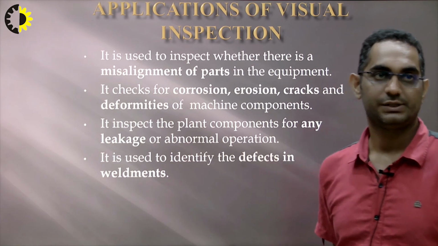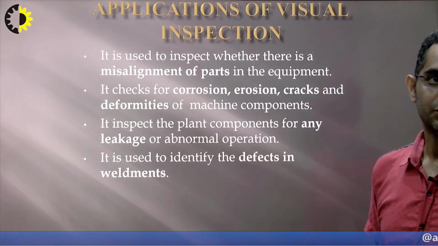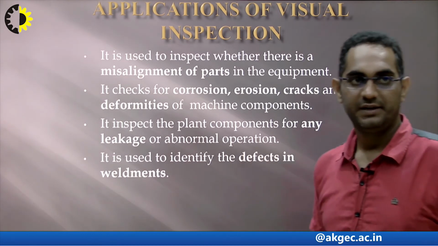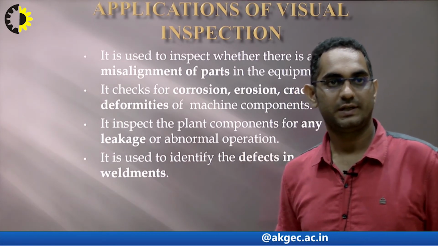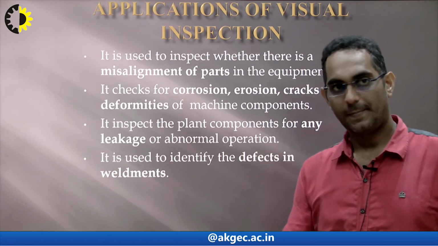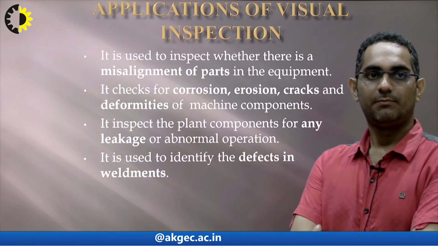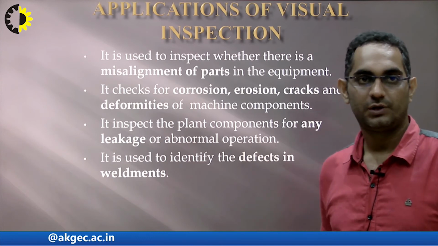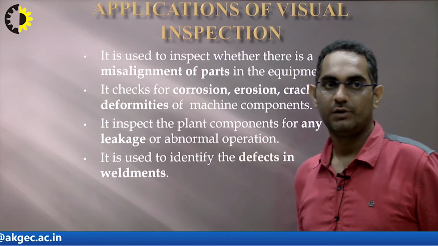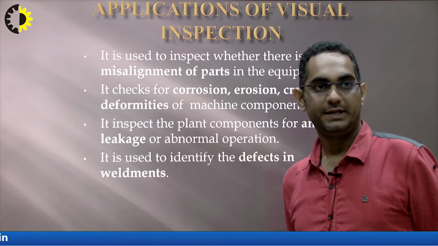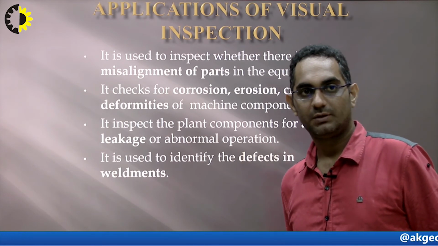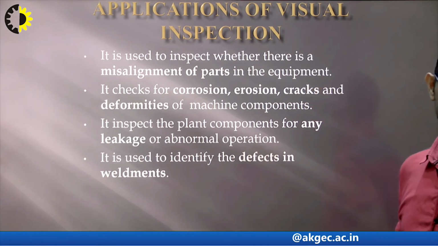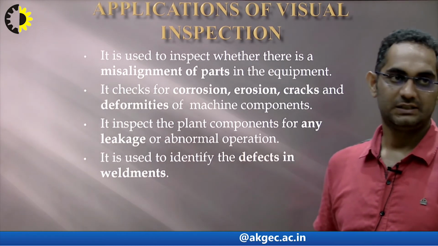Then applications of visual inspection: it is used to inspect whether there is a misalignment of parts in the equipment. It checks for corrosion, erosion, cracks and deformities of the machine components. It inspects the plant components for any leakage or abnormal operations. It is also used to identify defects in weldments.